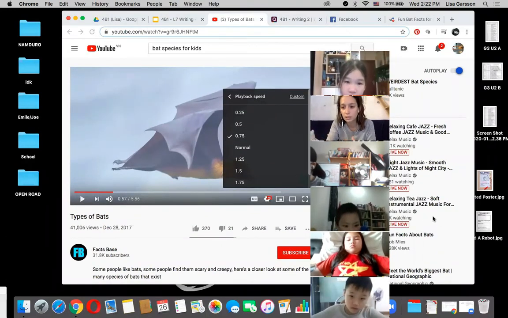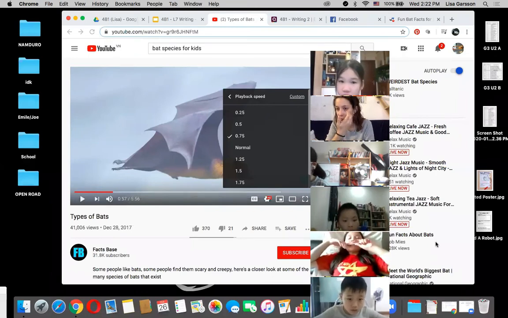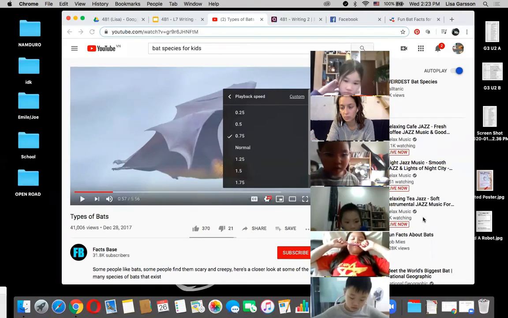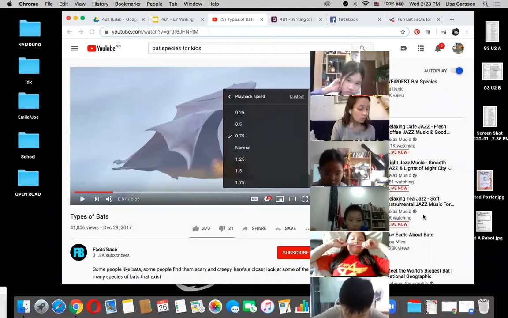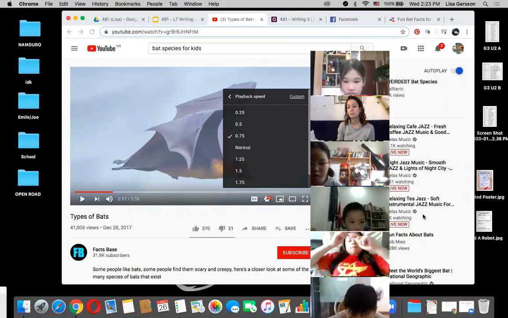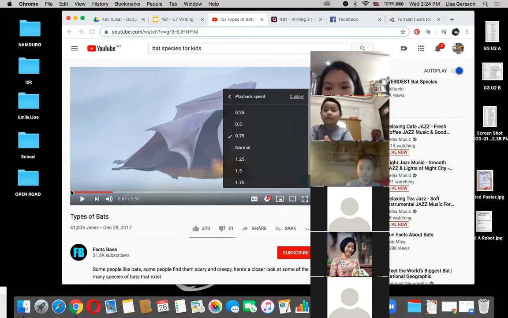Teacher. Yes. Can we note a fact about each bat or only about a bat? You can write, our topic is bat species or types of bats. So write a note or 2 notes about different types of bats. Okay? Sciencekids.co.nz. Do you see it? It's in blue. You can look at those bat facts.